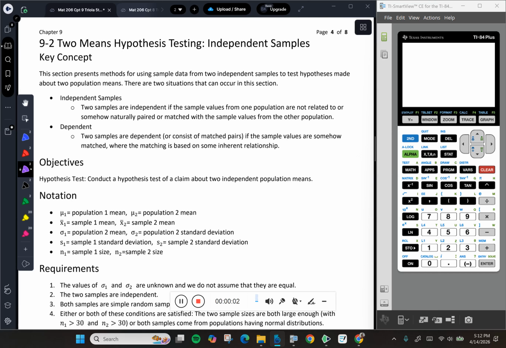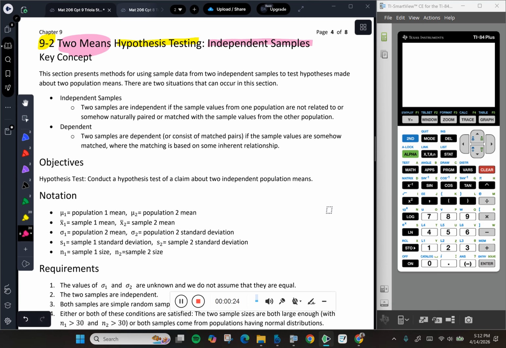All right, so welcome back. This is now going to be section 9.2, and we're still going to hypothesis test, but now it is going to be two samples, and rather than their proportions that we're going to compare, we're going to compare the means of these. Okay. Now, there are two types of two-mean hypothesis testing.